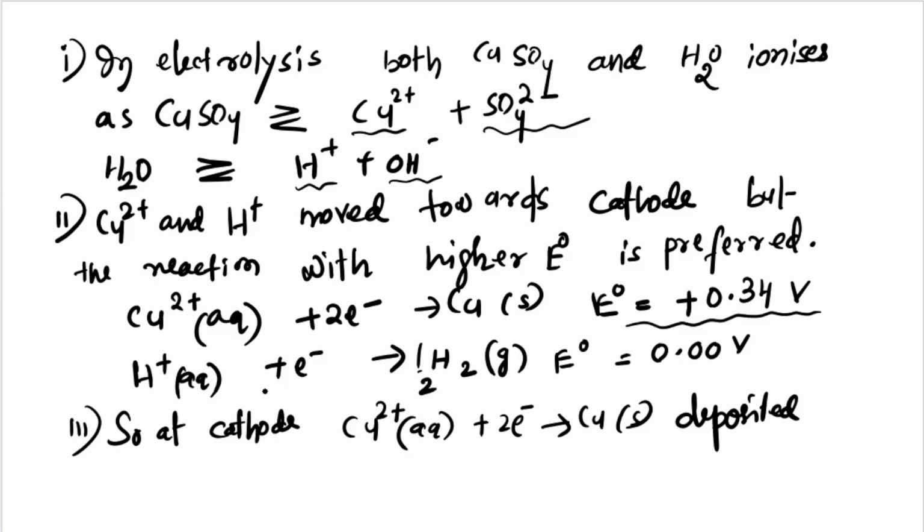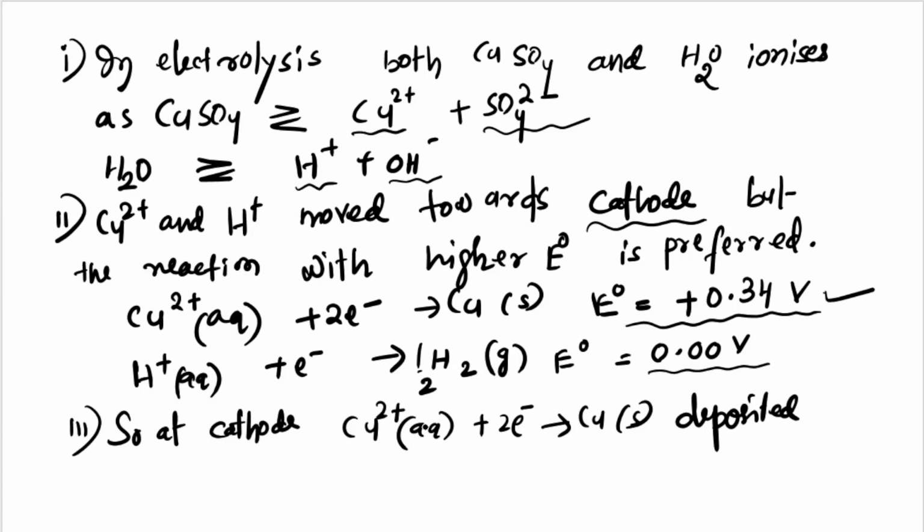And when H+ (aq) gains an electron, it gives half H2 gas. And what is the value? The standard electrode potential of SHE, the standard hydrogen electrode, is 0. Which is the lower value and which is the higher? Copper has the higher value, hydrogen the lower. And at the cathode, the higher E0 is preferred. So we should prefer copper. This is the reaction where we can differentiate.